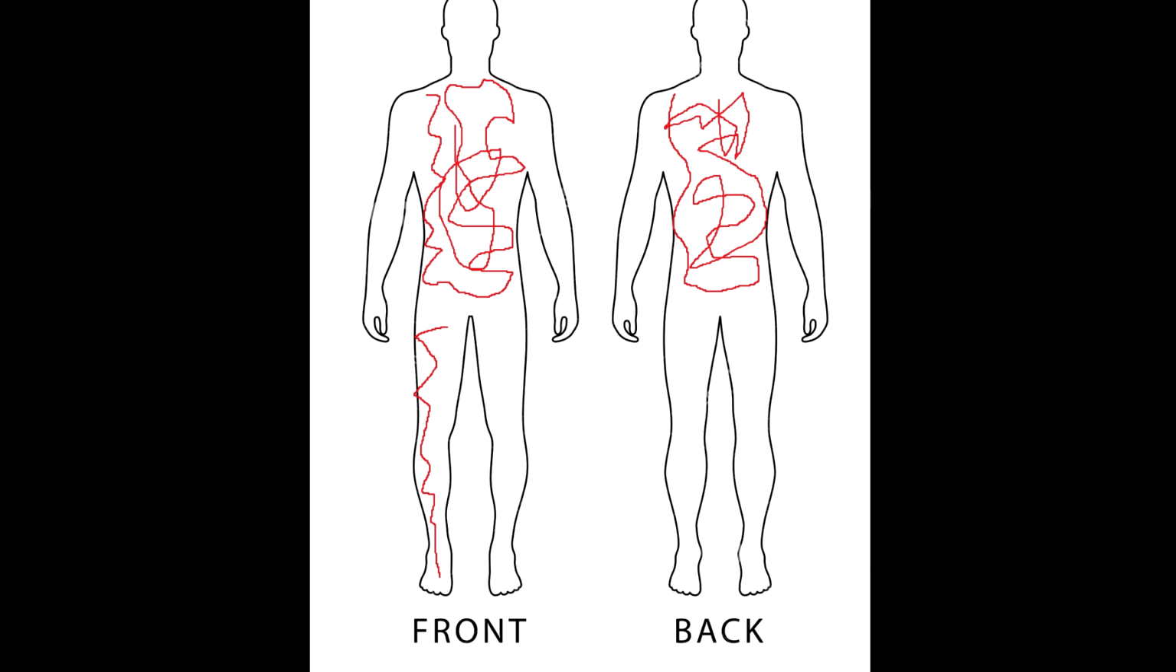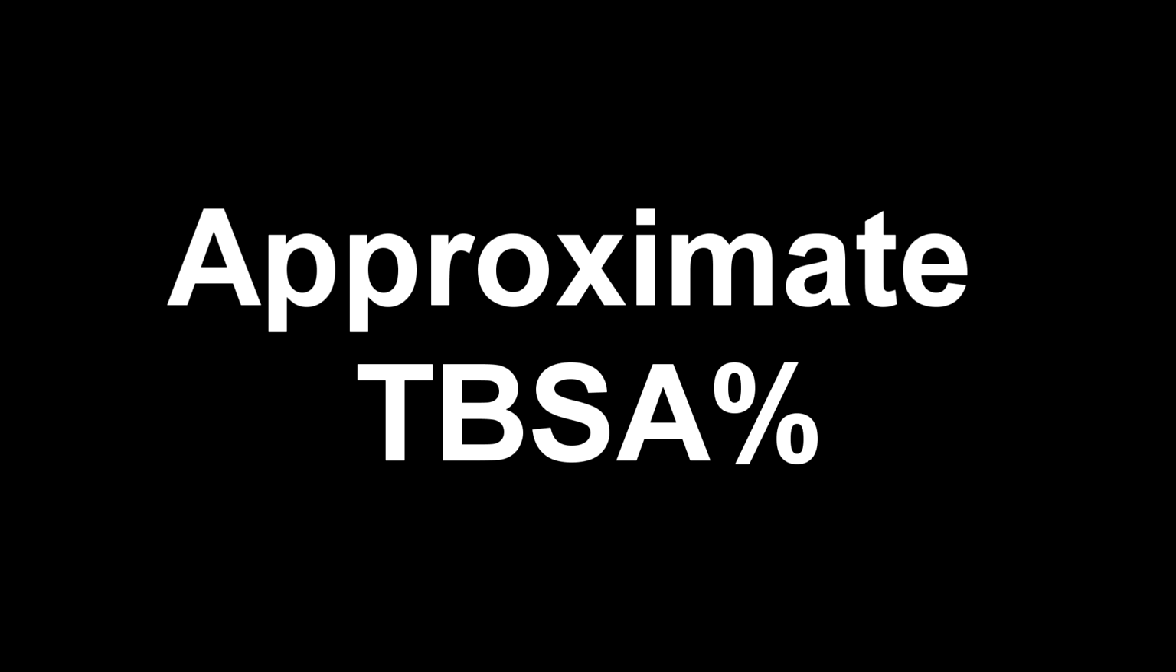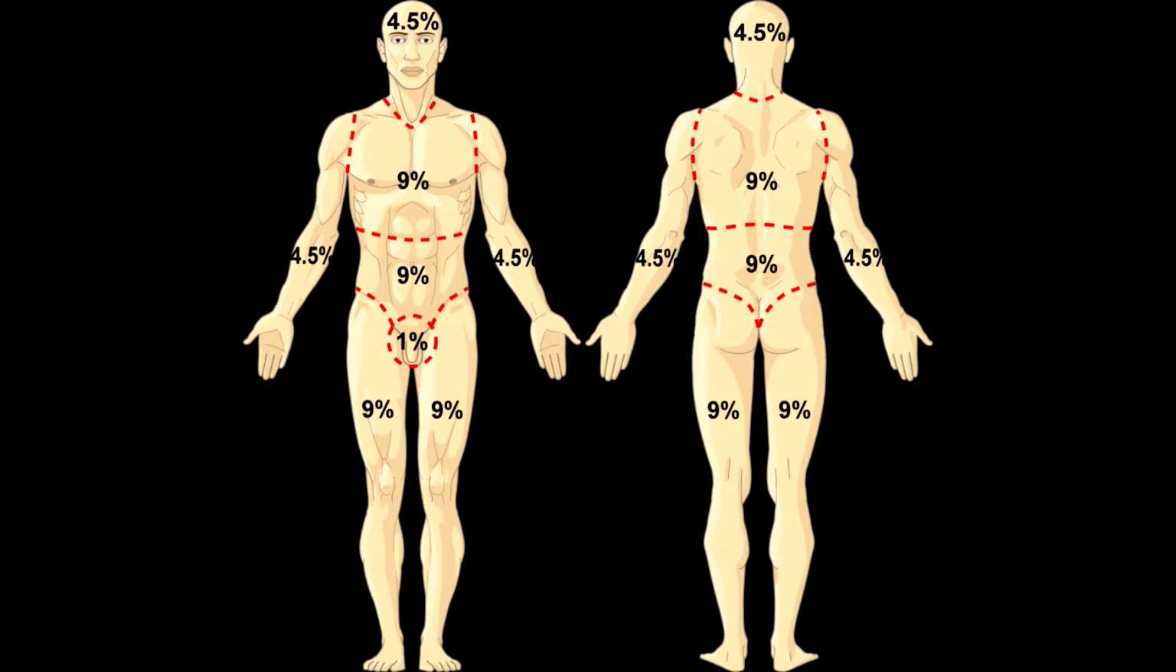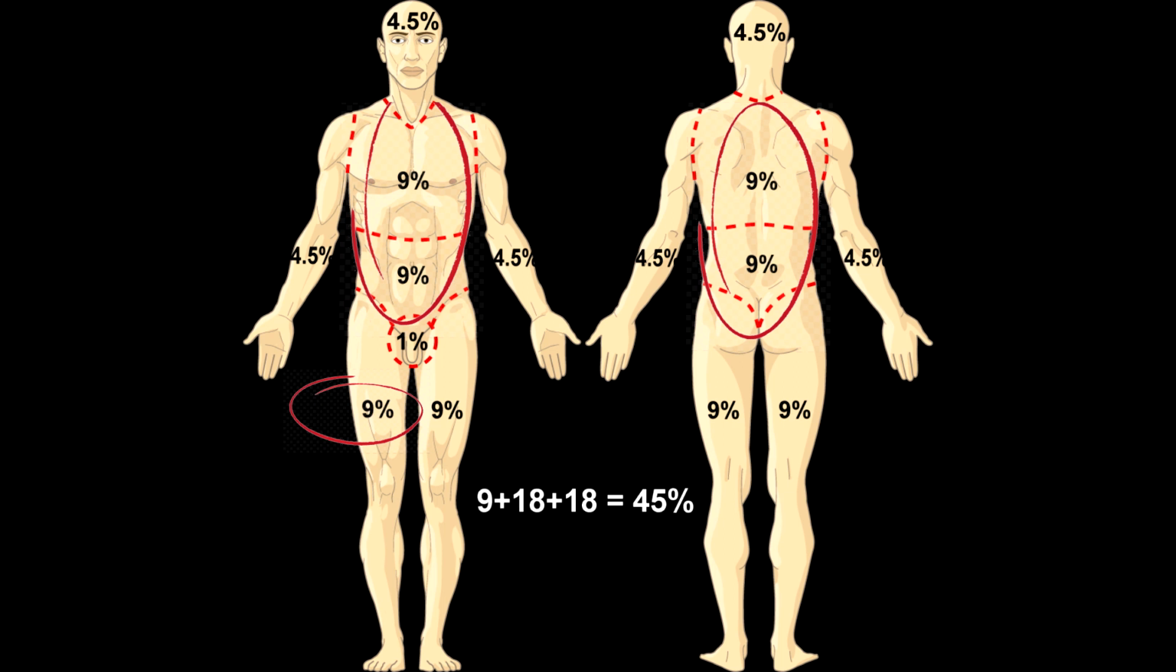Because our client the Night King has burns on his anterior right leg, anterior and posterior torso, we can utilize the rule of nines to get an approximate total body surface area percentage. Using this template, we can see that the anterior right leg is about 9%, his anterior torso is about 18% since it includes his abdomen and chest, and his posterior torso is about 18% as well, as it includes his lower and upper back. Add them all up and we have about 45% of total body surface area.